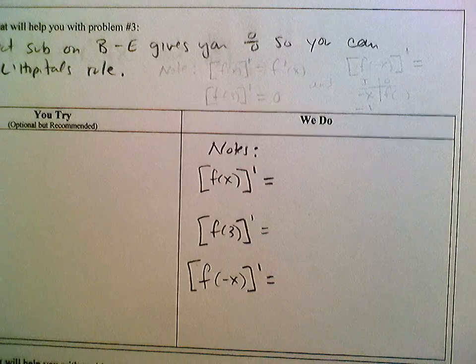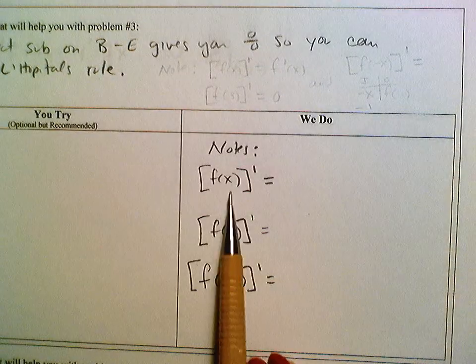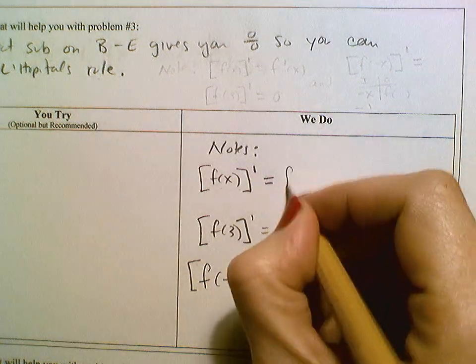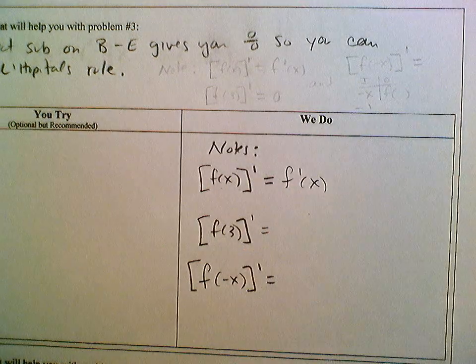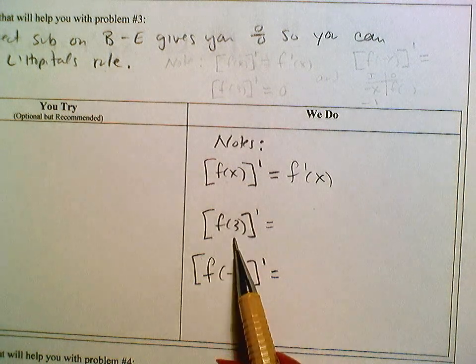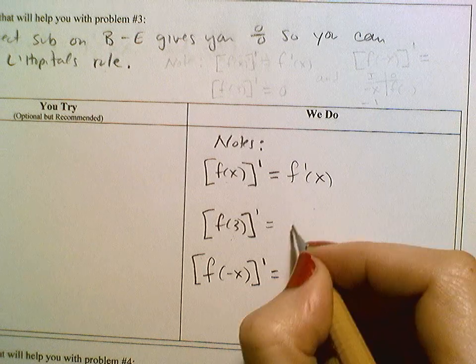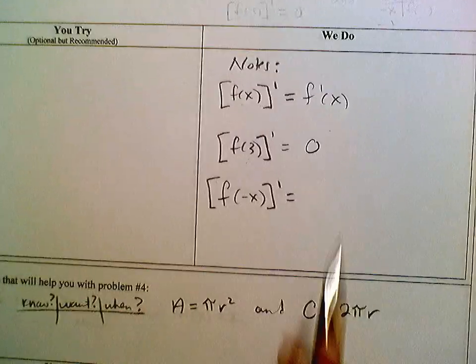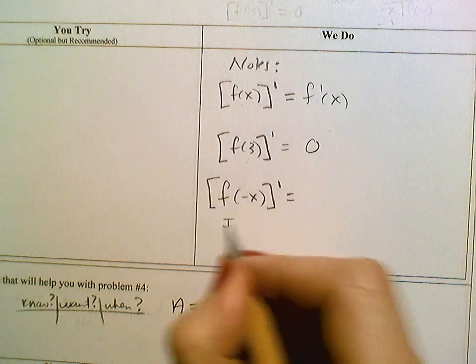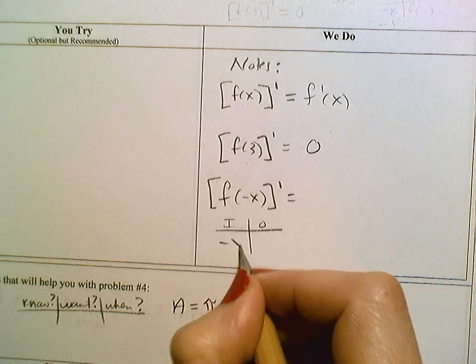And then here I just want us to say some things. The derivative of f of x is just f prime of x. The derivative of f of 3, guys, f of 3 is a number. This is the derivative of a constant, so that'll just be 0. Now the derivative of this, you've got to do chain rule.